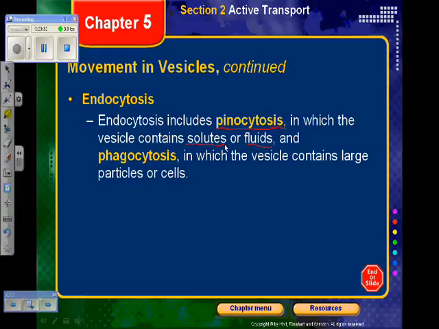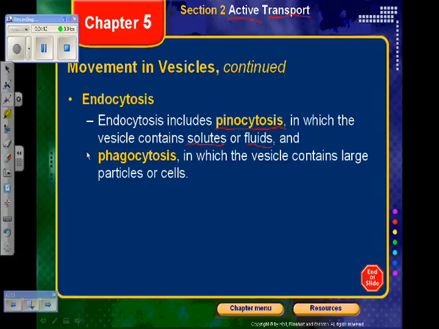I like to use an analogy: the cell is kind of drinking, because it's not bringing solid materials into the cell. Everything is liquid or dissolved in liquid. And that's the first part of endocytosis. And remember, we're talking about active transport here, so this process requires energy in order to happen. Pinocytosis is the process by which large amounts of fluids or solutes are brought into the cell.